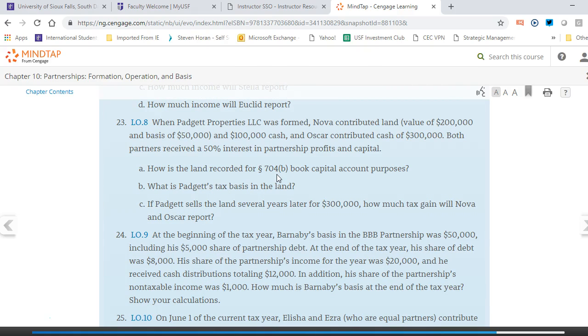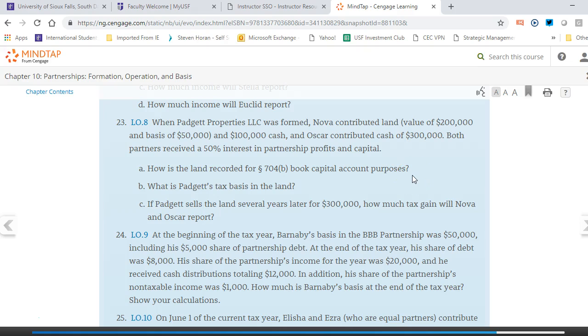Okay, question 23. When Paget Properties was formed, Nova contributed land with a value of 200, basis of 50, and cash of 100. Oscar contributed cash of 300. Both partners are 50-50. Letter A, how is the land recorded for 704(b) book capital account purposes?